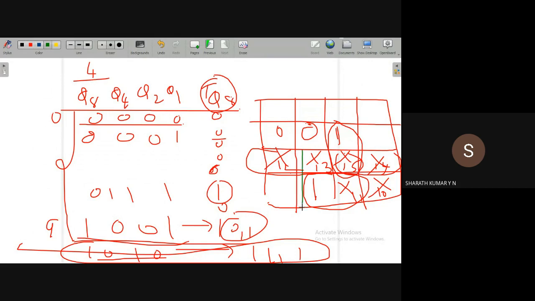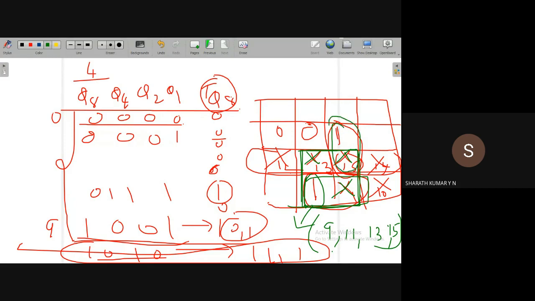These four can be grouped. Why? Because this is 1 and these 3 are don't care. So to simplify the expression further, instead of grouping only this 1 and don't care, we can group these 4 terms, that is, cells 9, 11, 13 and 15. Cells 9, 11, 13, 15 can be grouped. We'll get one expression.